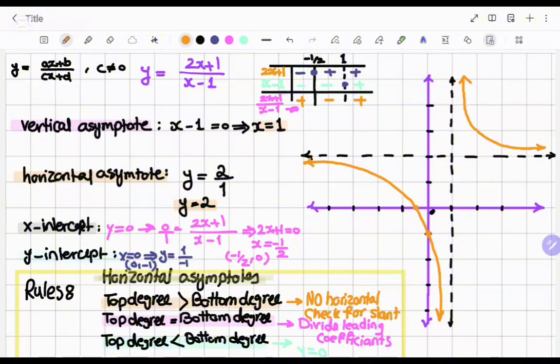So guys, I will also have other examples with the top degree being greater than the bottom degree, or having no horizontal asymptotes and having a slant, or the top degree being less and everything. I will link them in the description box below.